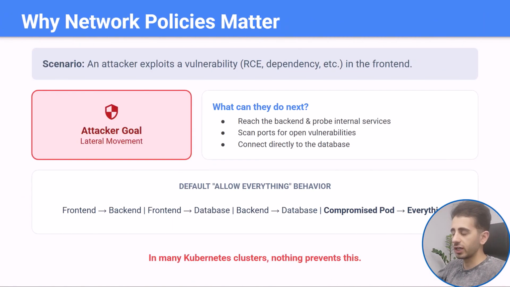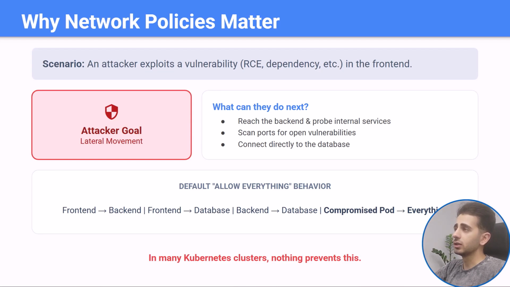But why do we care so much about this communication? Let me give you a scenario. Now imagine that an attacker exploits a vulnerability in the front-end application. Maybe it's a remote code execution vulnerability, maybe it's a vulnerable dependency, maybe someone accidentally exposed a debug endpoint. The attacker now has some code execution in the front-end pod. But what can they do next?